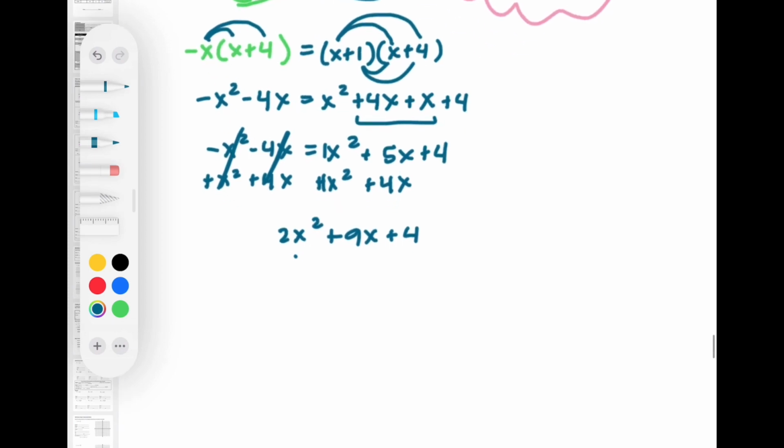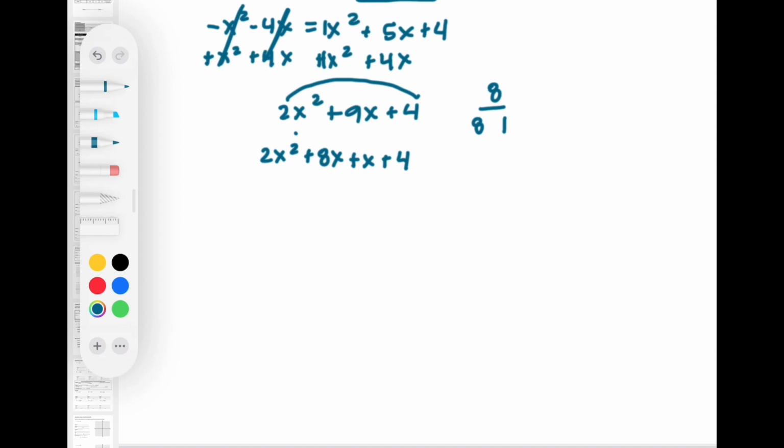So we need to look for, so since we have a is not 1, we have to do 2 times 4, which is 8, and figure out what multiplies to 9. So 8 times 1 would give us 9. So we're going to set this up as 2x squared plus 8x plus x plus 4. So we're just replacing that middle term. I'm not going super into depth into factoring.